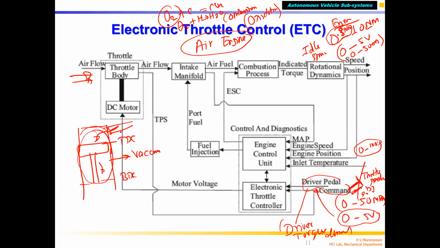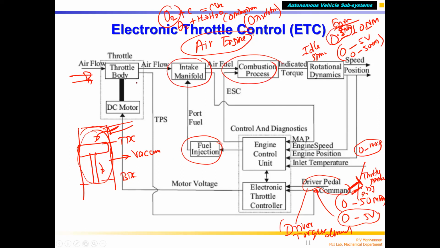So we are injecting fuel based on how much air is sucked in, correct? It is not the reverse. We are not sending air for this much fuel. So that's the main thing. We want to inject fuel depending upon how much air went through the throttle body to the combustion chamber.